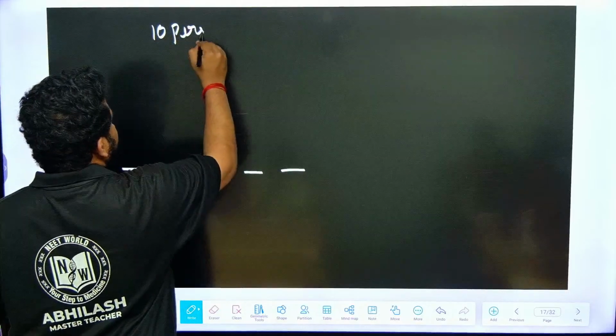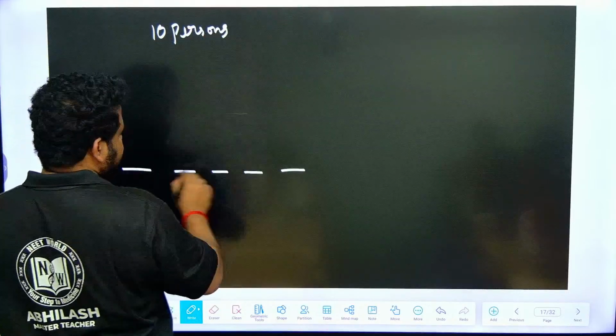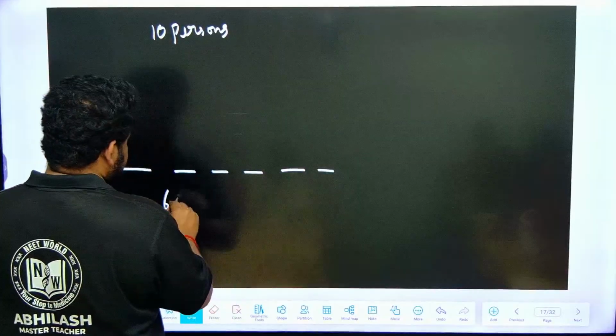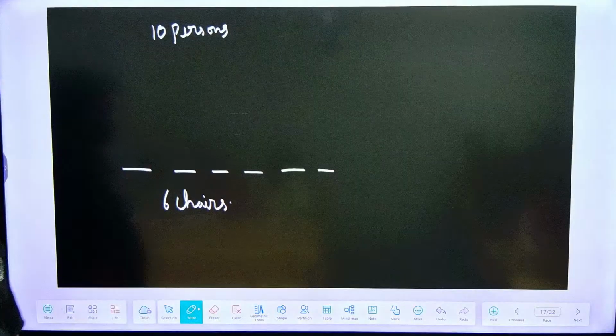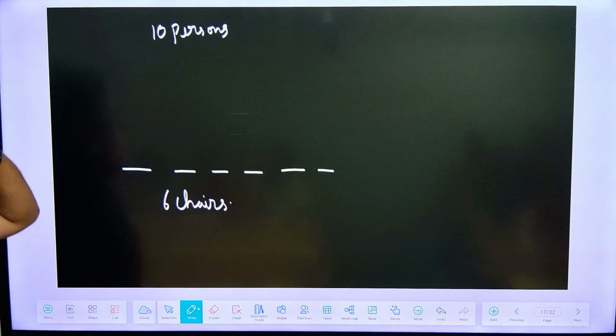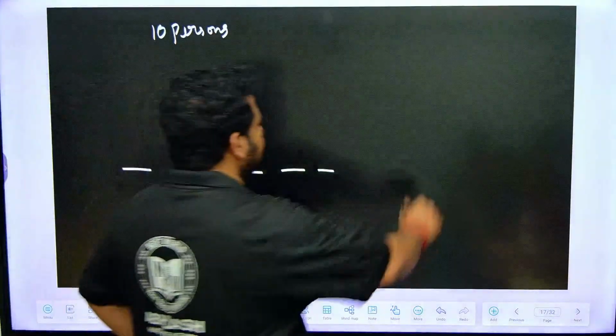10 persons. 1, 2, 3, 4, 5, 6. There are 6 chairs, 10 persons. Before that, we will take one more example.